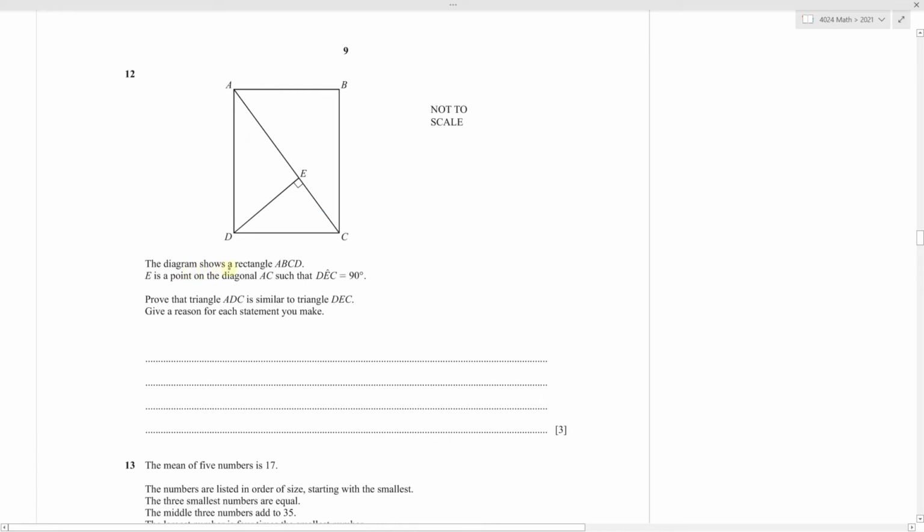Question number 12. The diagram shows a rectangle ABCD. E is a point on the diagonal and this angle is given as 90 degrees. Prove that triangle ADC is similar to triangle DEC. DEC is this smaller triangle.